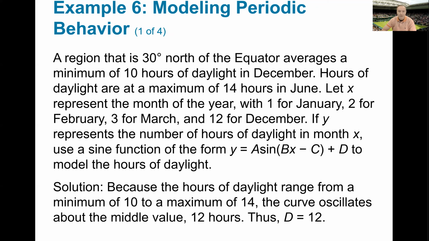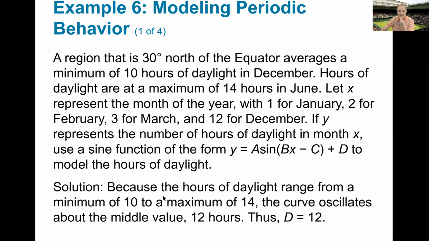Okay, so I know January, February, March, April, May, June. June, the 6th month of the year, is when the maximum occurs. All right, I'm going to keep that in mind. And 12, December, is when the minimum of the year occurs. So I want a sine function to model this, in which x equals 6 is my maximum and x equals 12 is my minimum.